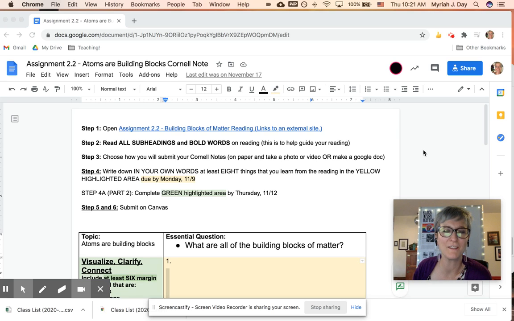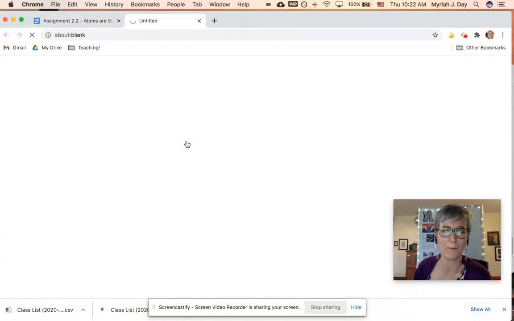All right, so here is your read along for assignment 2.2 for the building blocks of matter. What I'm going to really make sure that you do is, as you are doing assignment 2.2, you want to read all the subheadings and the bold words before we get going. So I'm going to go ahead and do that as we get this open.